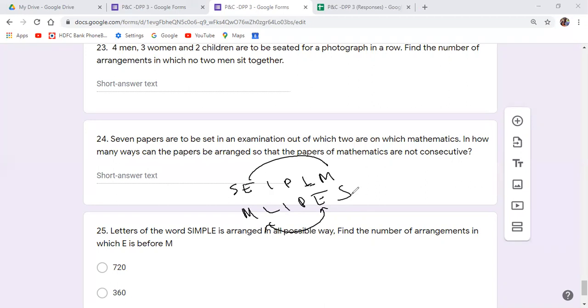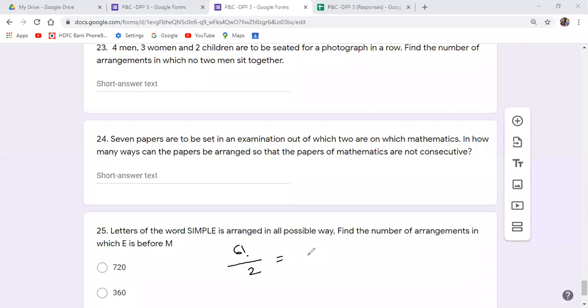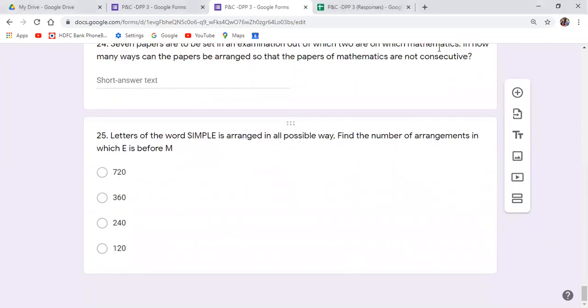Is it fine or no? Yes, sir, understood. So the total arrangement is 6 factorial divided by 2. So 720 divided by 2, that is 360 cases. In 360 cases E will be before M. Did you understand? Yes, sir. That's all.